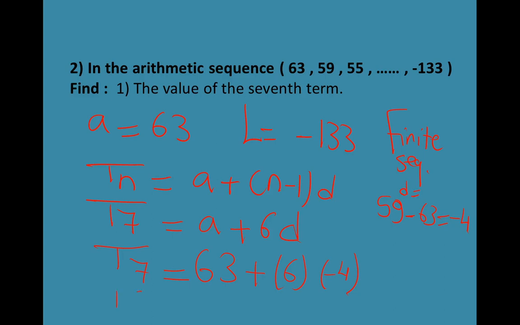Then T7 equals 63 plus 6 multiplied by negative 4, and this value by using the calculator equals 39. This sequence is a finite sequence. This sequence is a decreasing sequence because the difference is a negative number.